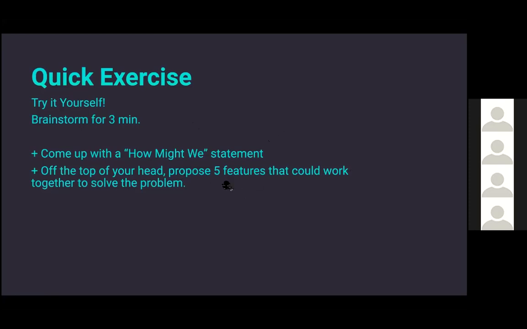And then off the top of your head, just propose 5 potential features that those people might like. So we mentioned they have different needs. Once you think of needs, your job as a designer is to figure out how we make those needs meet in the middle with the app.